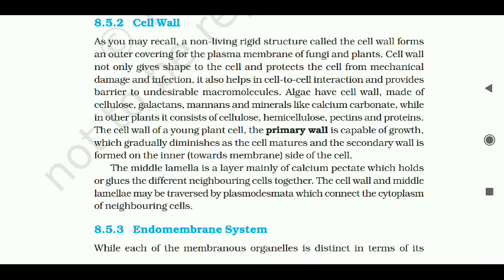The cell wall of a young plant cell, the primary cell wall, is capable of growth, which gradually diminishes as the cell matures, and the secondary wall is formed on the inner side towards the membrane of the cell.